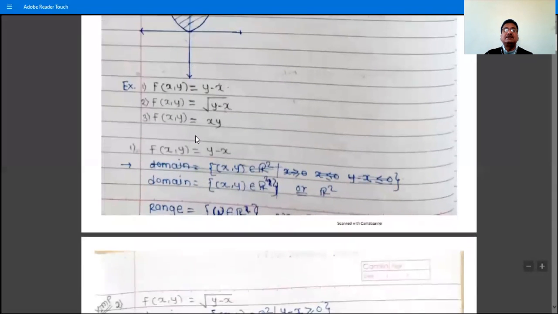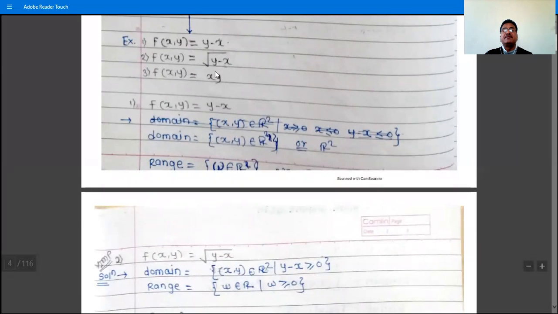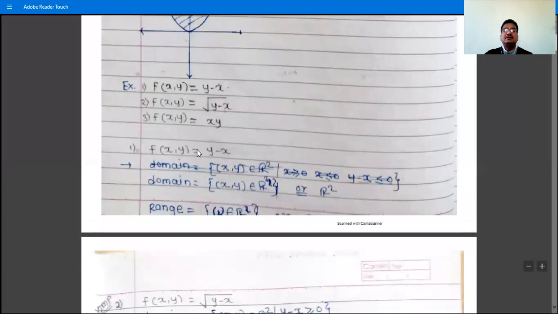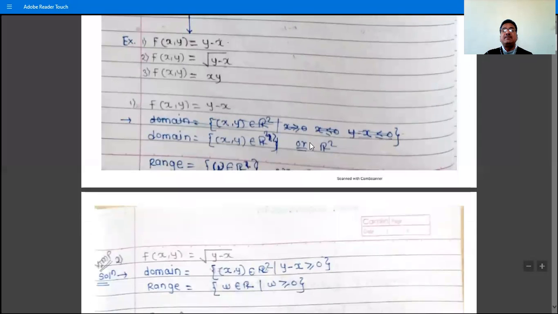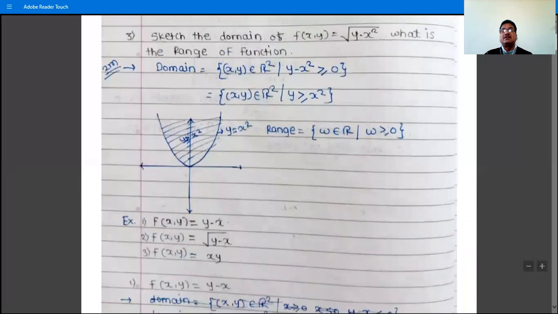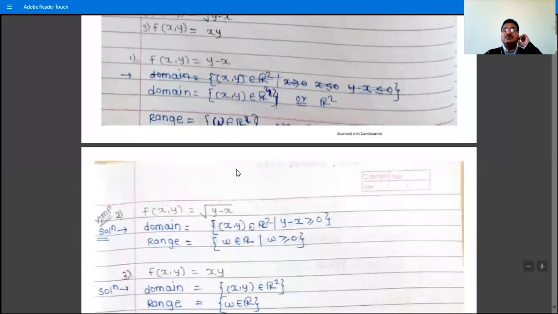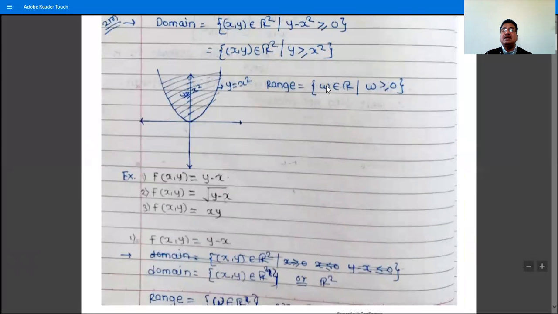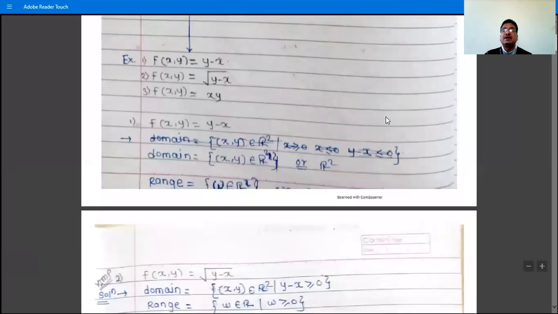So similarly write the answer of these problems. f(x,y) is y minus x, so domain is (x,y) belongs to R square, and there is no condition, because this is only just y minus x. So y minus x exists for all values of x and y. So just write domain as (x,y) belongs to R square. There is no condition, or just write R square is the domain, and range is what? Range is all the elements of R have pre-images. So range is R, the set R. Okay, w belongs to R. There is no condition, just write set w belongs to R. Don't write w is not equal to 0 or greater than or equal to 0.